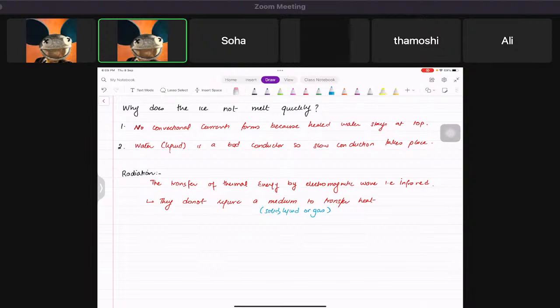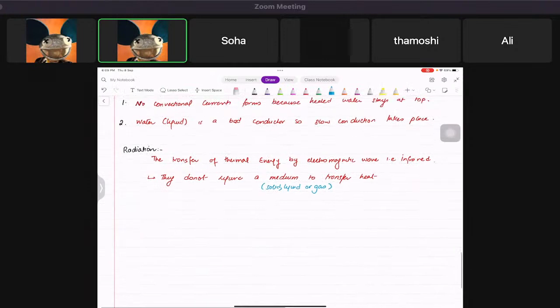Now, radiation is a type of energy that does not require a medium, but it is still affected by certain things. It can be affected by majorly two things: color and texture. For color, we're going to talk about white and then black. And for texture, we're going to talk about shiny and then rough. Okay.